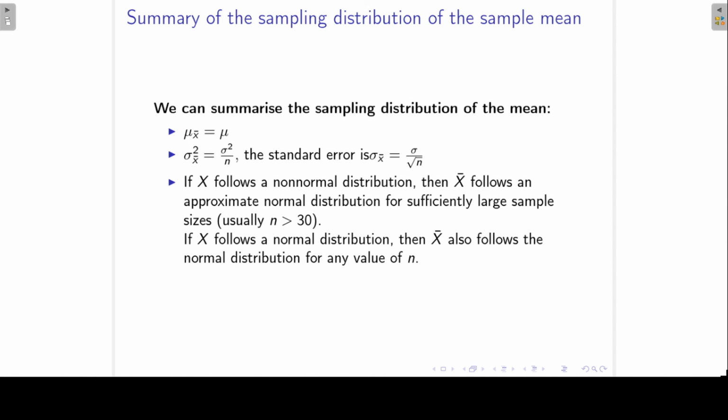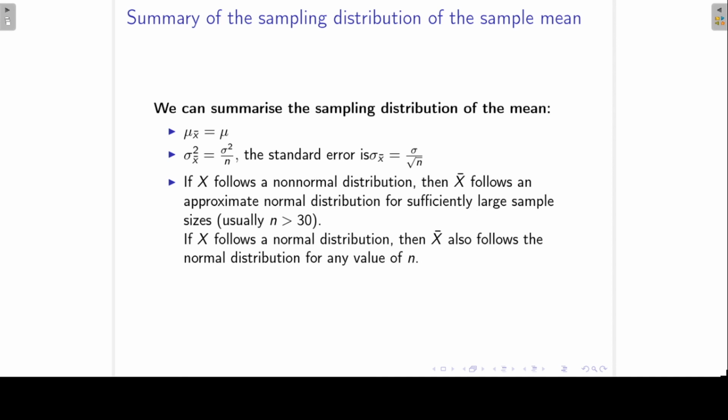If the population follows a non-normal distribution, then x bar follows an approximate normal distribution for sufficiently large sample sizes. We usually say for sample sizes greater than 30. And this is the same as what we had in our example. Our population was a discrete uniform distribution, and we saw that as we increased the sample sizes, the sampling distribution became more and more normal.